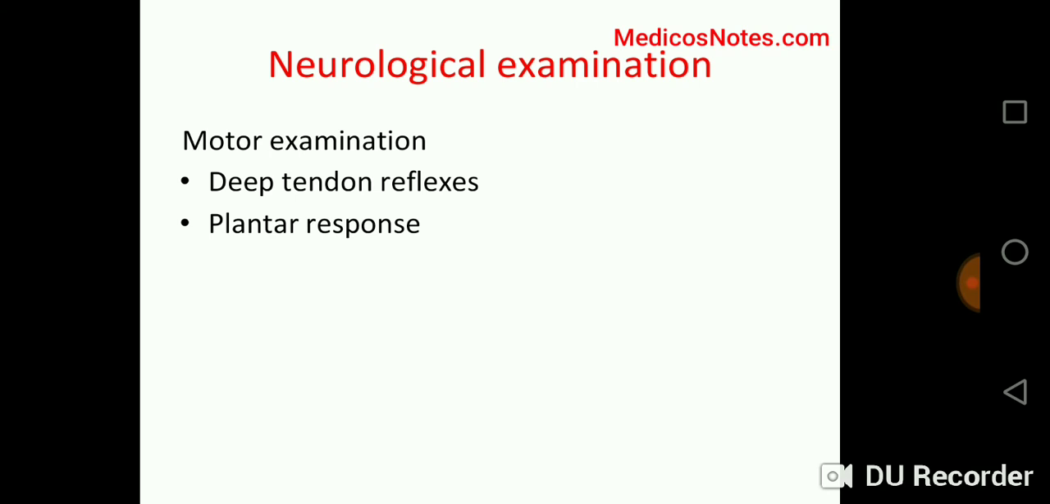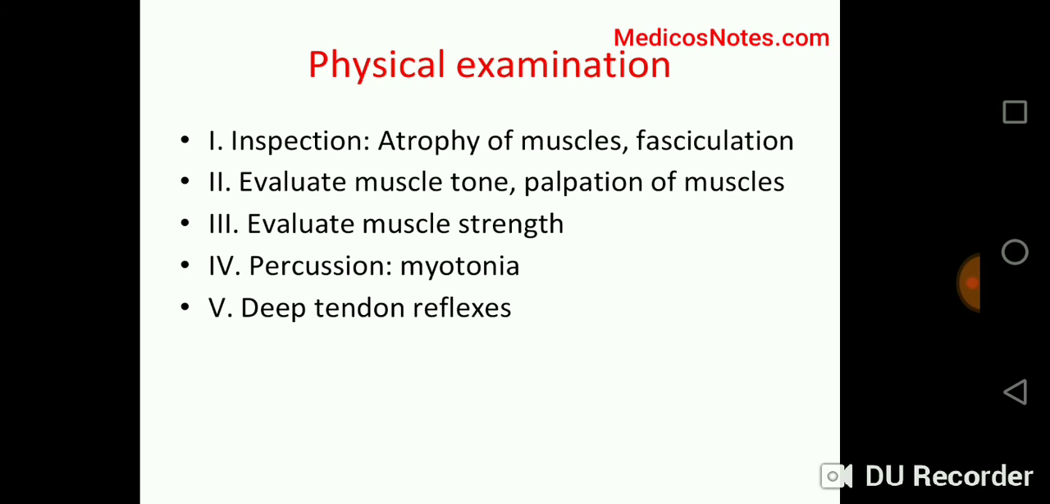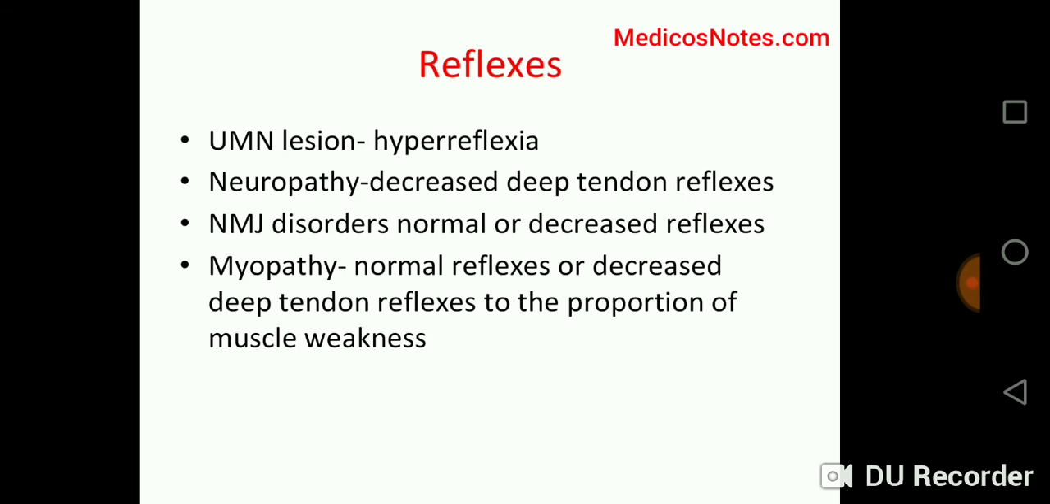In the motor system examination, you have to examine for atrophy of the muscles, fasciculation, evaluate the muscle tone, see for any percussion myotonia and concentrate on the deep tendon reflexes. Deep tendon reflexes will help you to differentiate whether it is a lower motor neuron or an upper motor neuron type of weakness. In a UMN lesion, you will get hyperreflexia, and in an LMN lesion, there will be hyporeflexia.